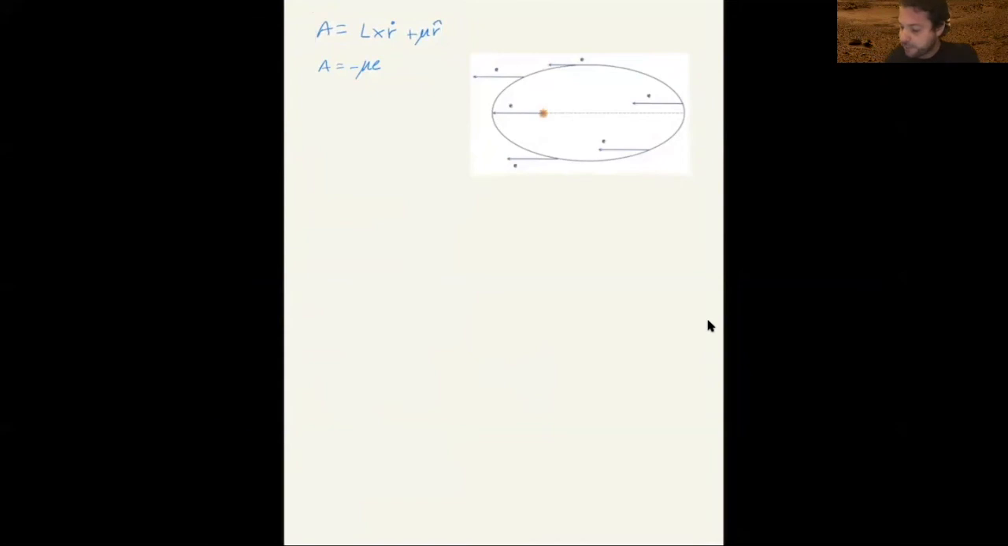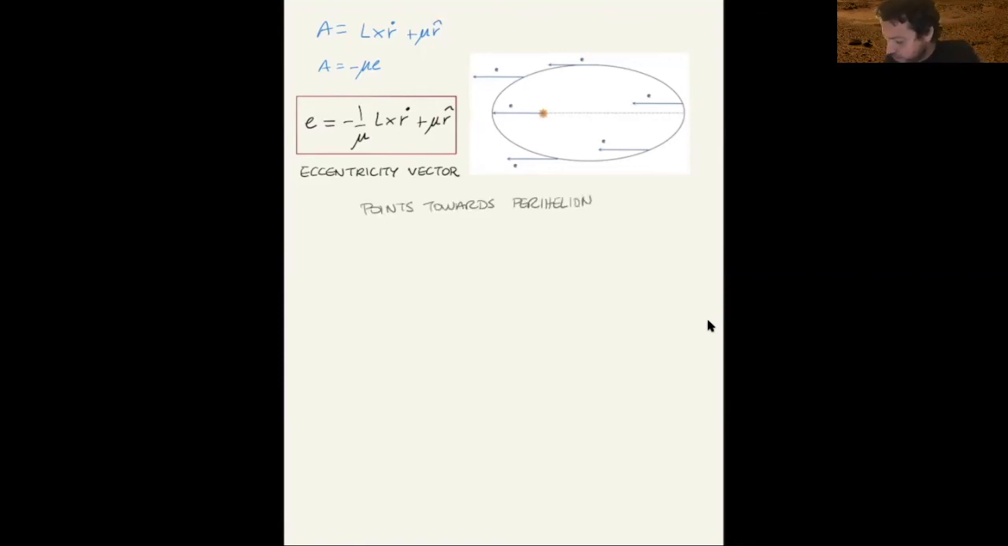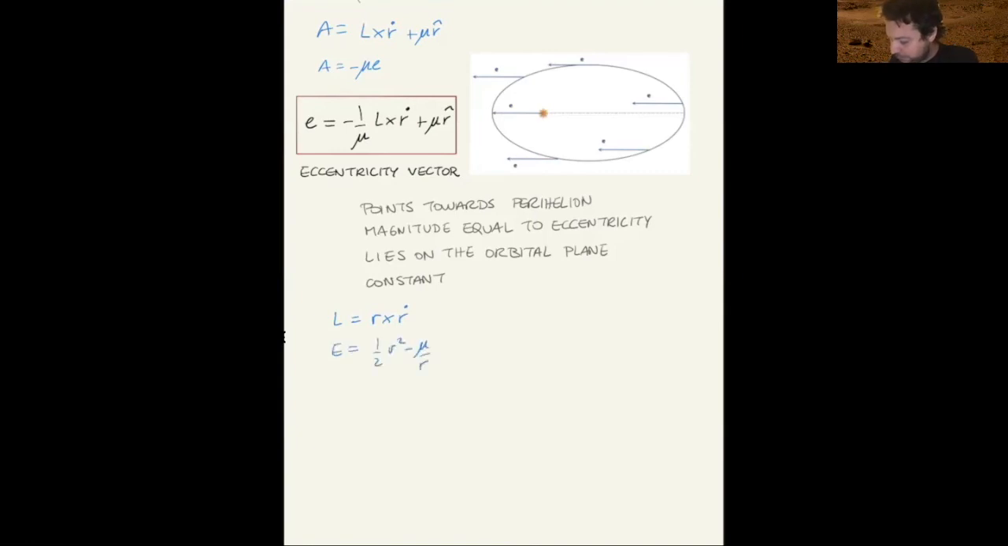Now, if this is the vector A, and this is the amplitude proportional to the eccentricity, we can define a vector that has amplitude equal to the eccentricity. Let's call it the eccentricity vector. The eccentricity vector points towards perihelion, has magnitude equal to the eccentricity, it lies on the orbital plane, and it is constant. So it seems that we found several quantities. We found the angular momentum, we found the energy, and we found the eccentricity vector. Altogether, these are 7 quantities. So it seems at first that we are overspecified, but because the eccentricity vector depends on the angular momentum, some of these quantities depend on each other, and we end up with 6 constants in the end.